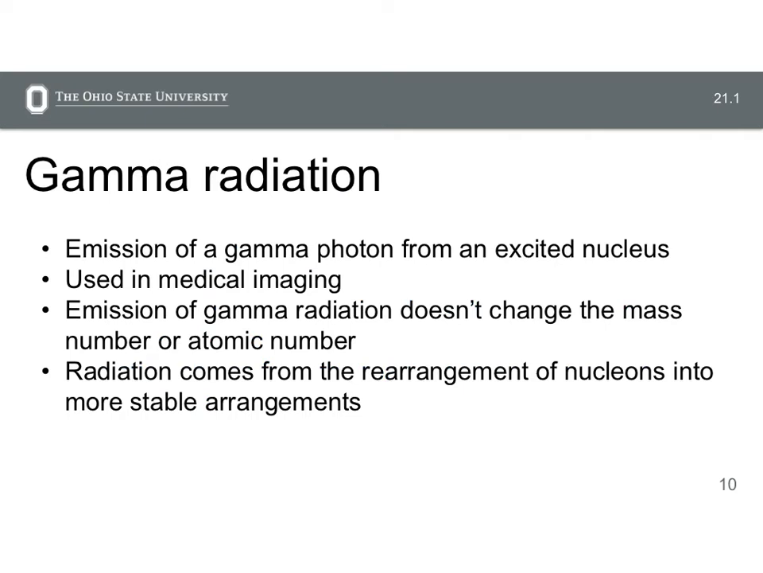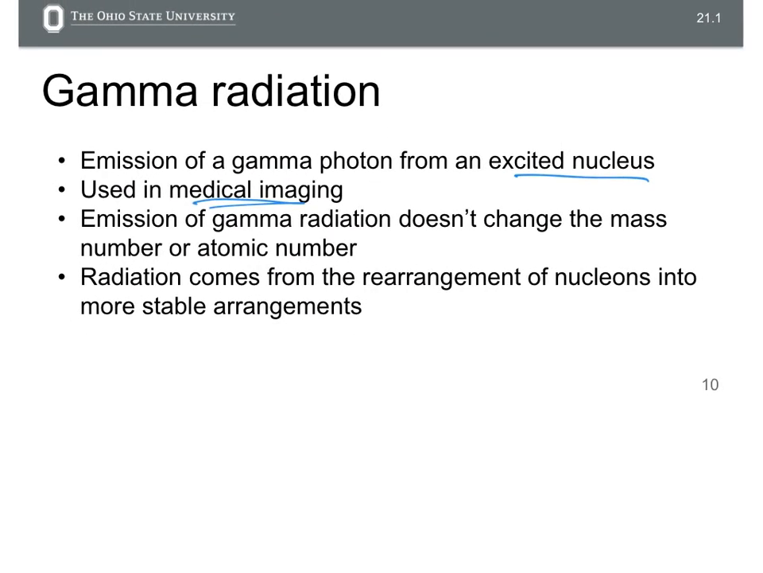Okay. Gamma radiation. This is where we give off a gamma photon from an excited nucleus. And basically, what happens is the nucleons, the protons and the neutrons, rearrange to form a more stable arrangement and give off a photon in the process. This is used in medical imaging.